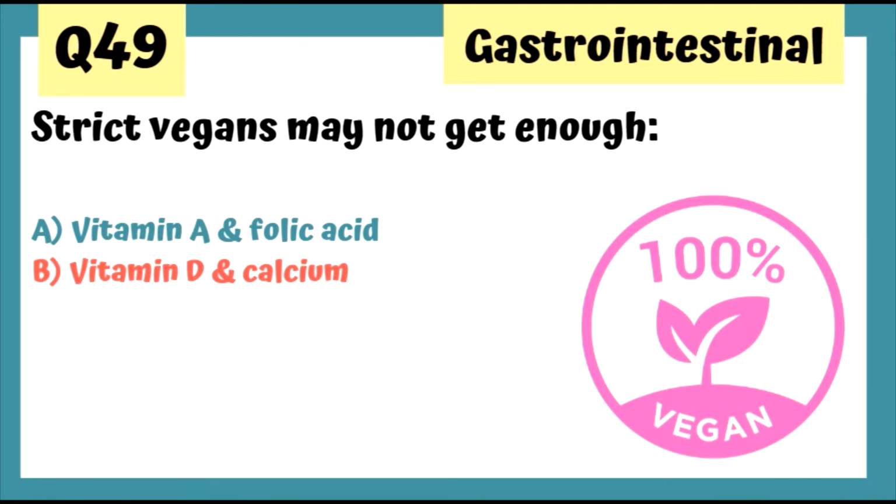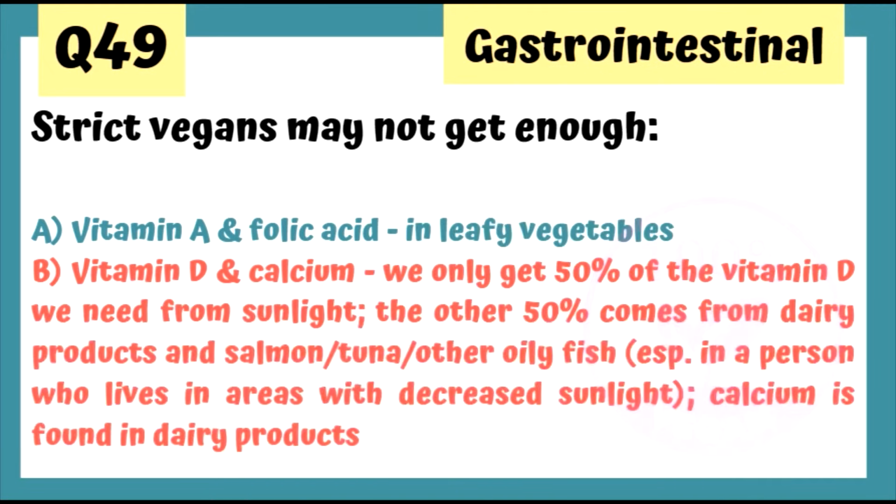They get enough vitamin A and folic acid because that's in leafy vegetables, but vitamin D and calcium, even though they may be in the sun, that's only 50% of the vitamin D that they need. The other is from, for example, meats and fishes. So therefore, they're not getting enough vitamin D and calcium. Calcium is in dairy products.